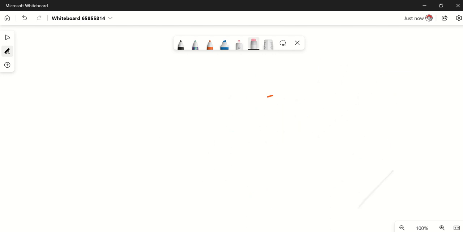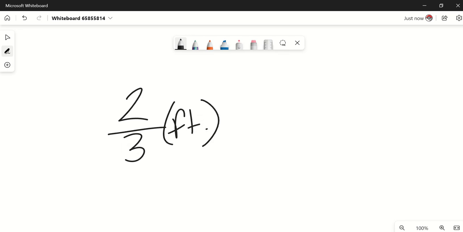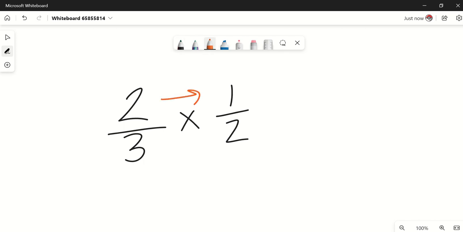So in this case, our lizard's tongue is 2/3. And I'm going to put in parentheses feet long, because remember, this is going to come back in the end to give us our answer. And we're going to go ahead and just erase this really quick. We're going to multiply this by 1/2 because the chameleon is half the size of its tongue. We're going to multiply right across. 2 times 1 will be 2. 3 times 2 will be 6.